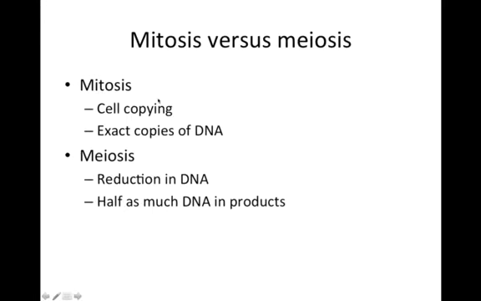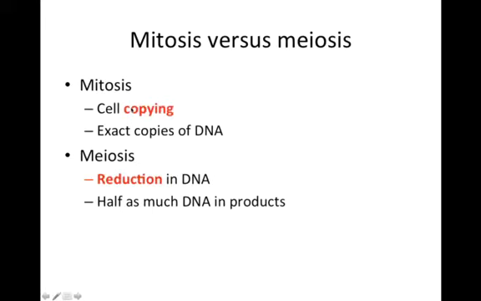So let's also get to these questions of mitosis versus meiosis. So remember, mitosis is kind of the simple one, and meiosis is kind of the weird one. Mitosis is just cell copying. It's going to make exact copies of the DNA so that both descendant cells of a mitosis should have identical DNA. And meiosis is the weirder thing where there's a reduction in the amount of DNA, and it leads to the products of meiosis having half as much DNA as the start.